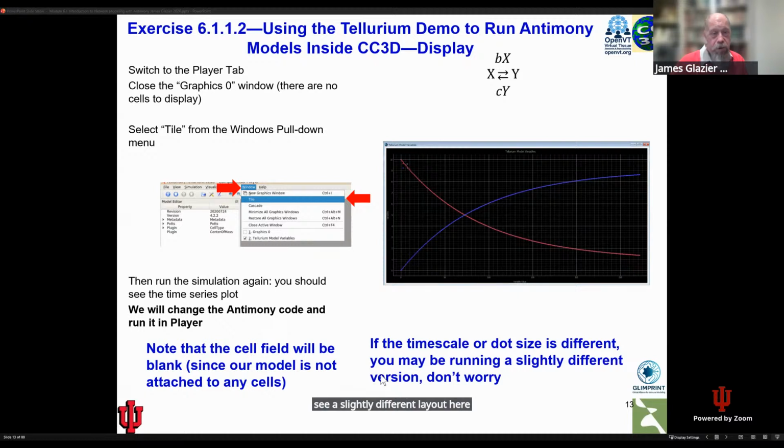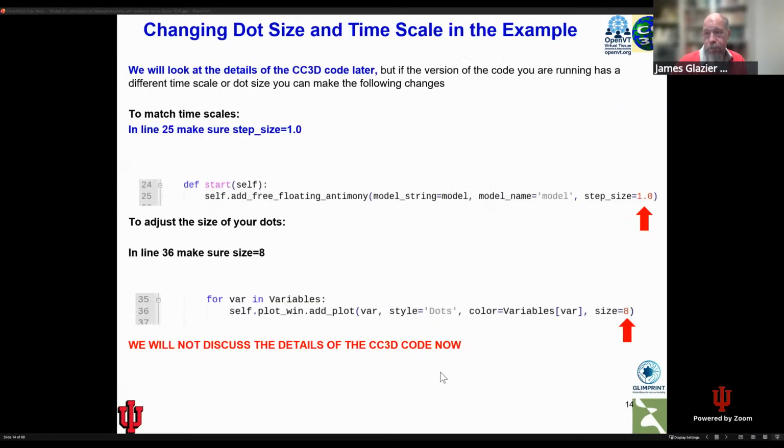The simulation runs quite fast, so it'll go to something trivial after a while. And let's do something very simple in the Python.